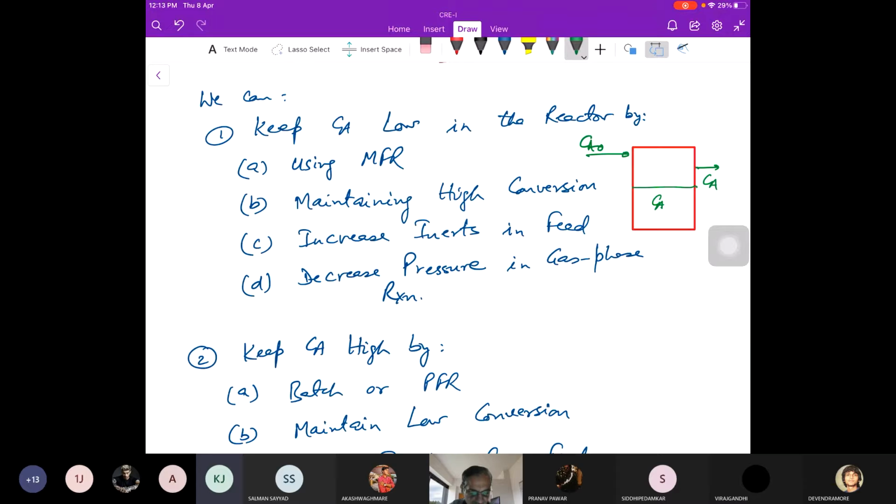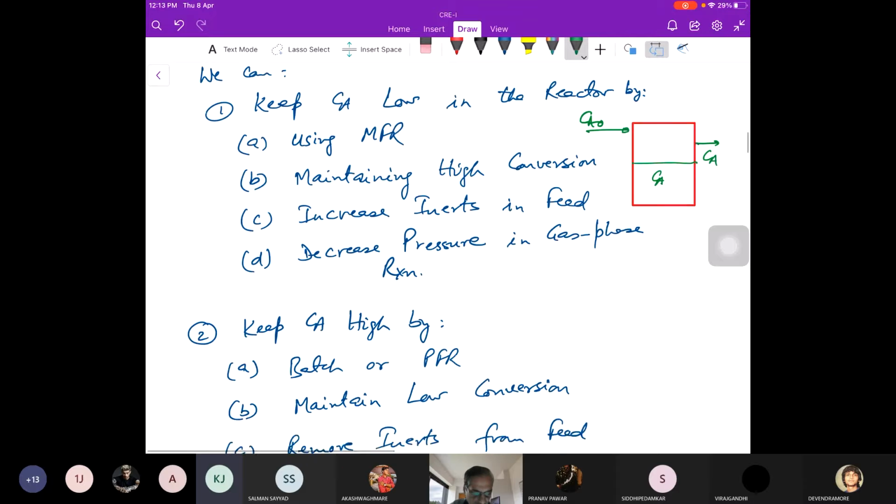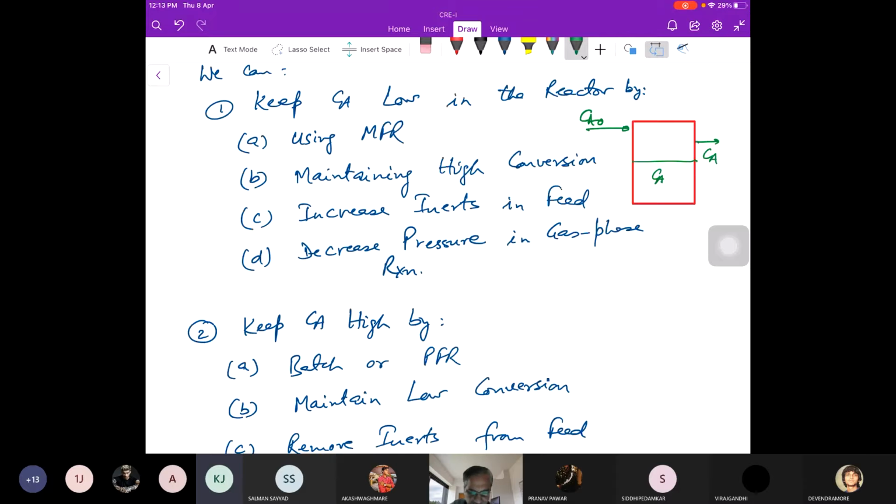Or the other thing is maintaining high conversion. If the conversion is high, Ca becomes definitely low. Or increasing inerts in the feed. We had seen this in CET2, the effect of inerts, right? If I increase the inerts concentration, automatically the Ca concentration of the feed or reactant becomes low.